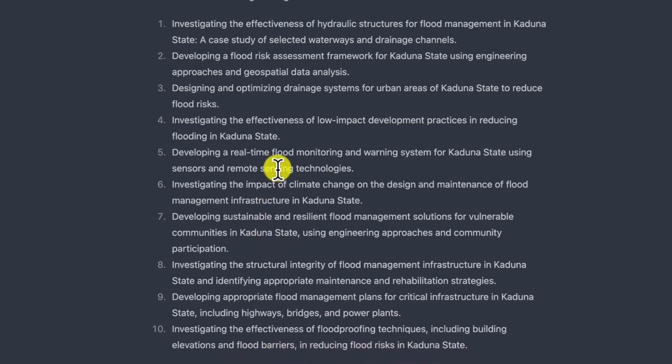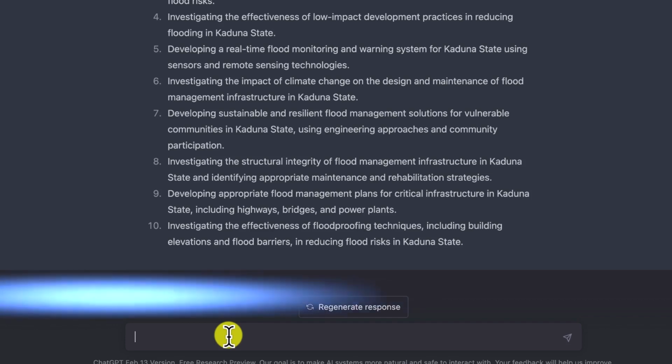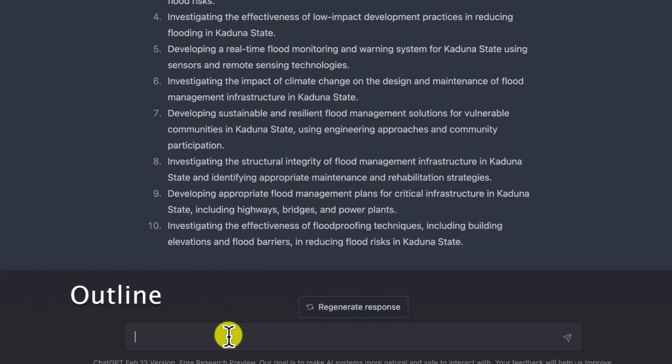But for now, what I want to choose and then ask it to develop more content is, I would like to go with designing and optimizing drainage system for urban areas of Kaduna State to reduce flood risks. So let's say, the first thing is the title, and then if you are certain with the title, you've selected a title, then you can ask it to give you an outline, a proposal outline, what you want to cover during the writing process.